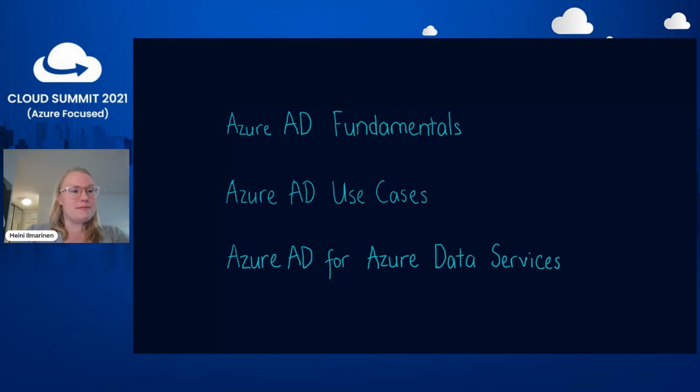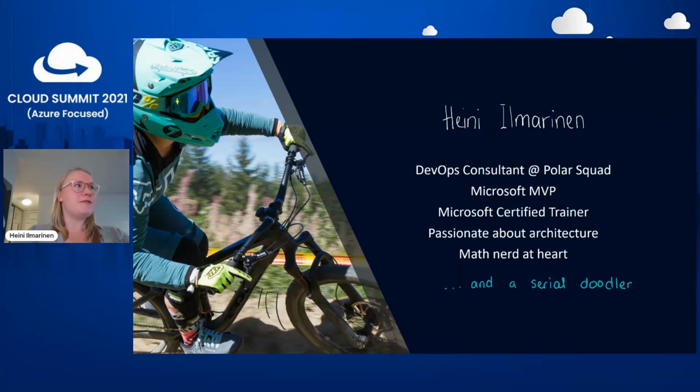So, my name is Heini Ilmarinen. I am a DevOps consultant at Polar Squad, which is a Finnish DevOps company. I am also a Microsoft Data Platform MVP and a Microsoft Certified Trainer. So I run some trainings in the Azure landscape as well. My favorite topic is probably architecture, and I think Azure AD fits in there perfectly as well, because it is one of those aspects of Azure that we need to consider whatever we're doing in Azure. And I am actually a mathematician by my background, and so always a bit of a math nerd at heart. And as you might see, I'm a bit of a serial doodler. That's how I've created my slides.